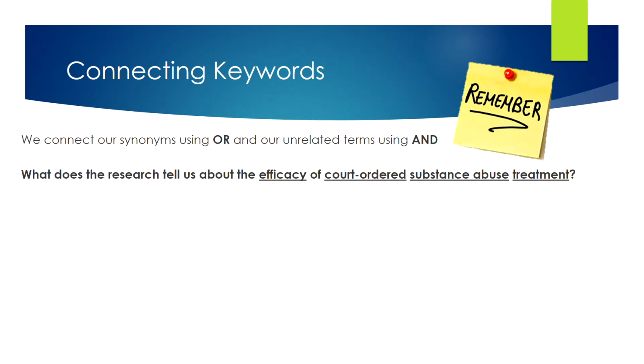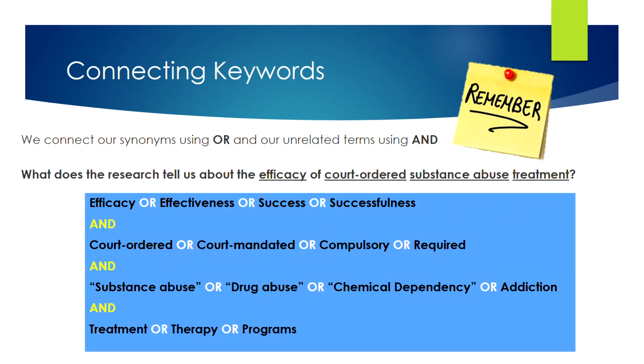So here again are the underlined terms that we have from our original question. And this is what it will look like. Efficacy or effectiveness or success or successfulness, and court-ordered, court-mandated, compulsory or required, and substance abuse or drug abuse or chemical dependency or addiction, and treatment or therapy or programs.